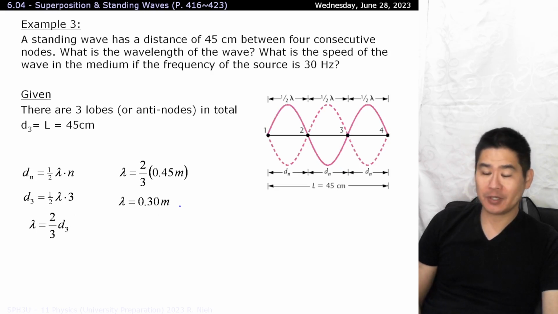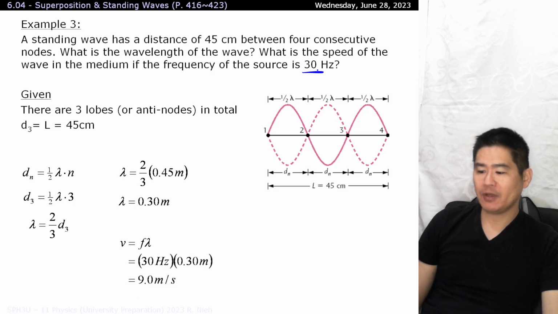And for the last one, I hope you can answer it yourself. Speed is equal to frequency times wavelength. So since the frequency is given to you, multiply the wavelength by frequency, and Bob's your uncle. There's the answer. That's how fast the wave is moving.